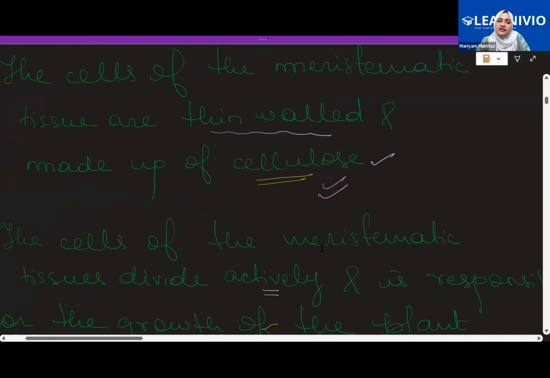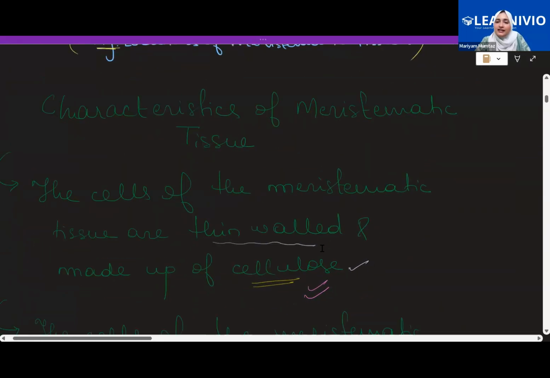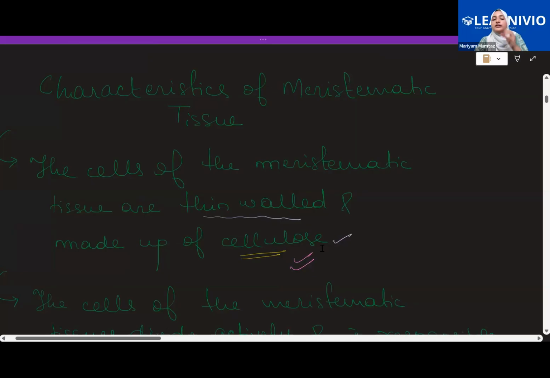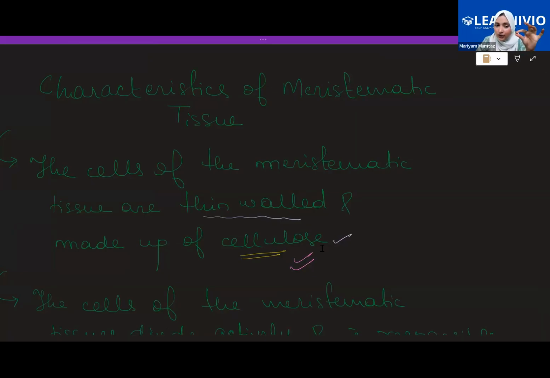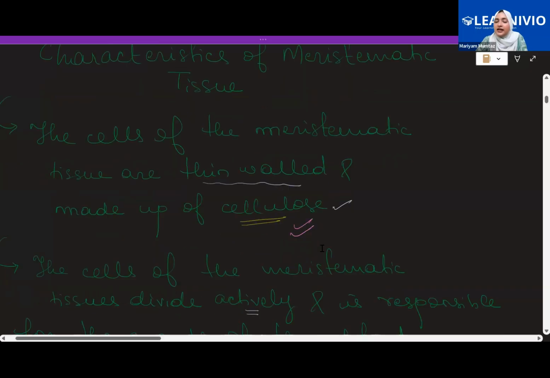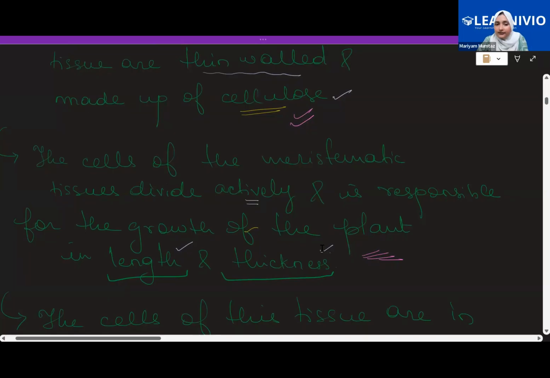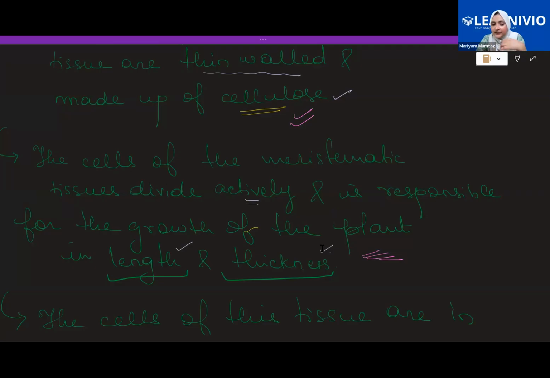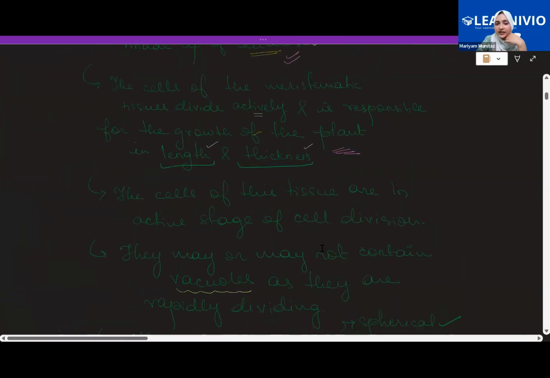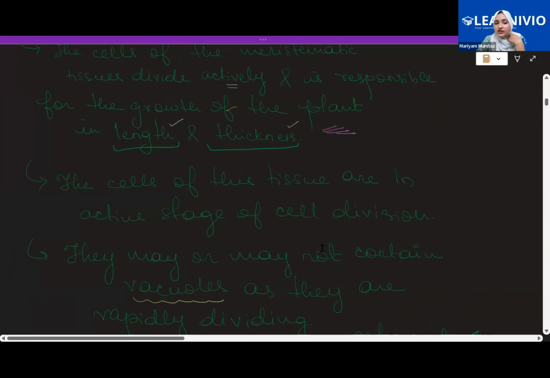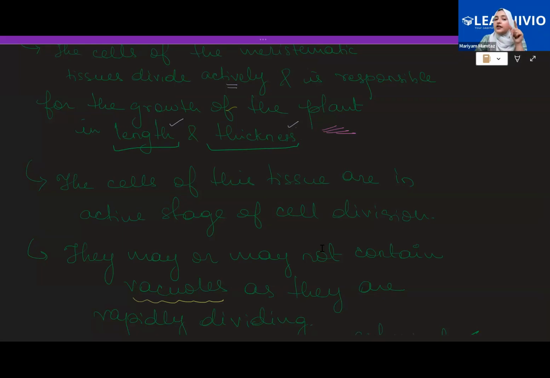Yes. Now let us look at the characteristics once more. The characteristic of meristematic tissue, first of all, those tissues, they are thin walled. Okay, they have a thin wall and they are cellulosic. That means they are made up of cellulose. Now, the cells of the meristematic tissue divide actively and they are responsible for the growth of the plant in terms of its length, in terms of its thickness. Other than that, the cells of this particular tissue are in an active cell division state, meaning they are constantly dividing and dividing and dividing. And it is because of the presence of the meristematic tissue that the plants can divide all their life.